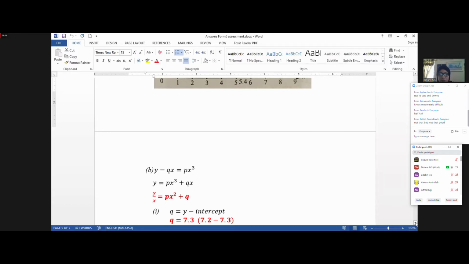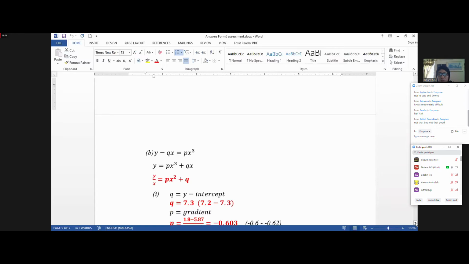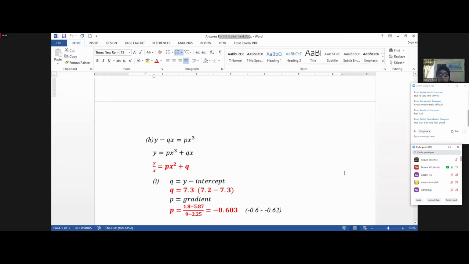P is the gradient, so I choose 2 points. I have negative 0.603. I can accept negative 0.6 until negative 0.62. I can also accept negative 0.59. If your answer is negative 0.59 and I did not give you marks, please let me know, because I think I missed some of you. I still can accept that.